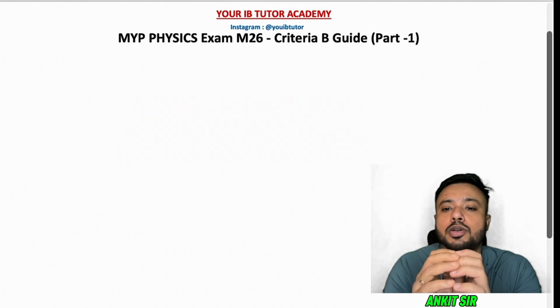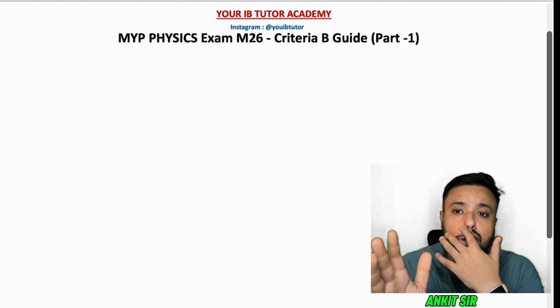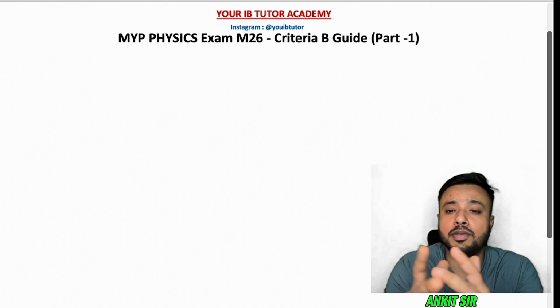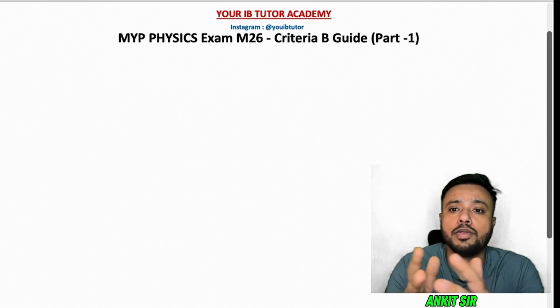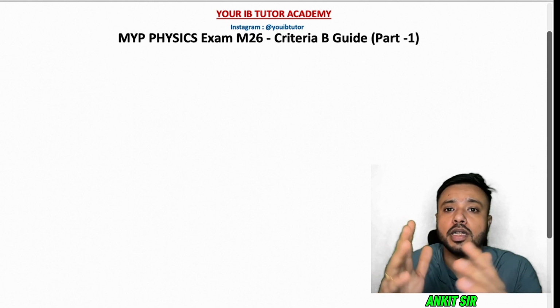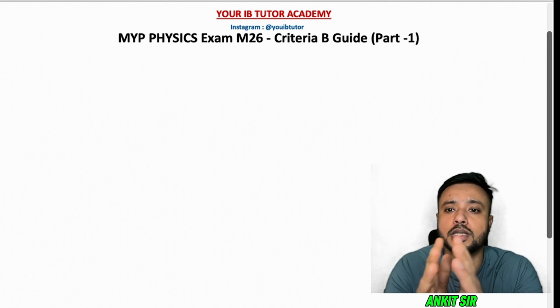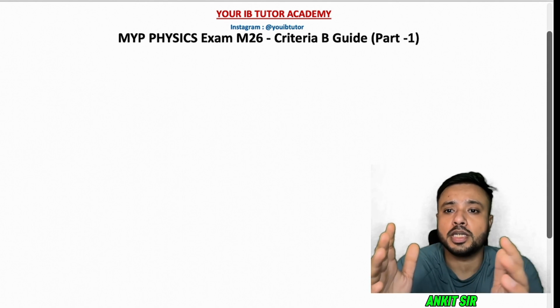In this video, I'm going to tell you how exactly you can write a research question, how you can decide the independent variable, what are independent variables, what are dependent variables, what are controlled variables, and all the things that need to be taken care of in criteria B. So this is going to be the part one video of the criteria B guide for MYP Physics May 2026 examination, guys. So let's get started.